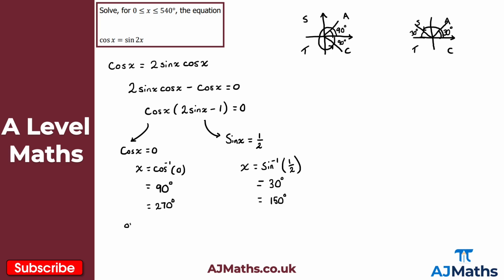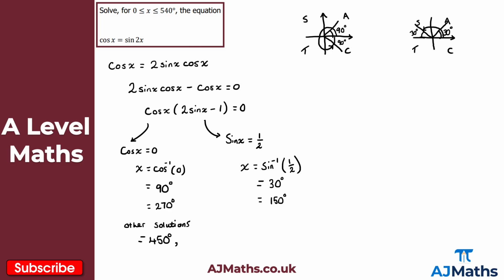So other solutions here, we obtain 90 plus 360, which gives me 450 degrees. I've got 270 degrees here. Now, if I add 360 to that, we're going to fall outside of this domain here. That would be too large. It'd be greater than 540, so therefore we would reject that solution.